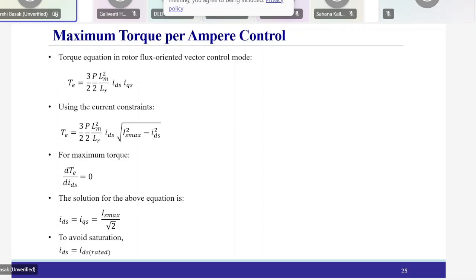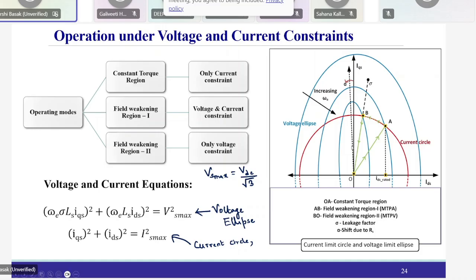Now, if you cannot use IDS rated as an operating point, then I will have to reduce the value of IDS. How will I reduce it? That reduction is given by the intersection point of the voltage ellipse and the current circle. All the points lying on this portion are the intersection points between the voltage ellipse and the current circle. So these will be all these positions.